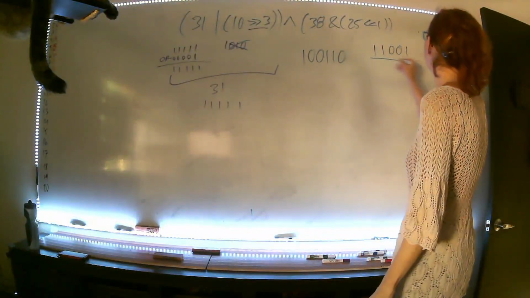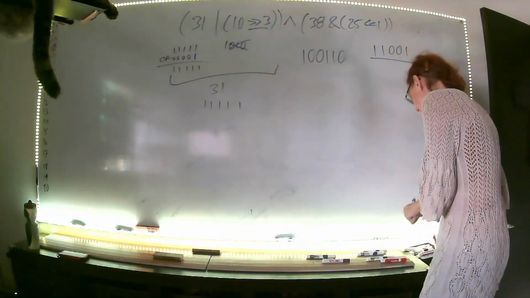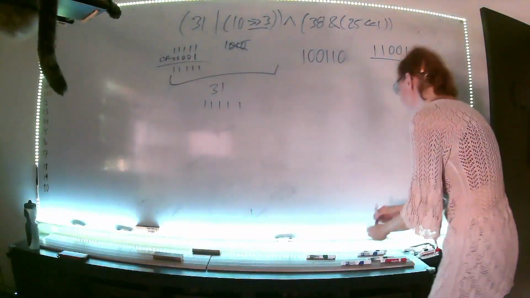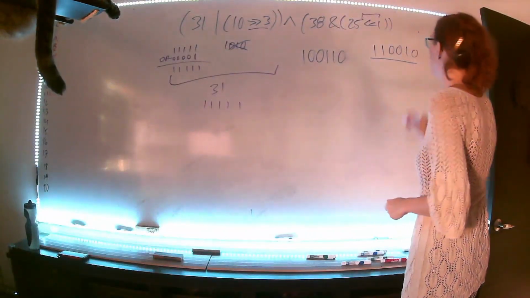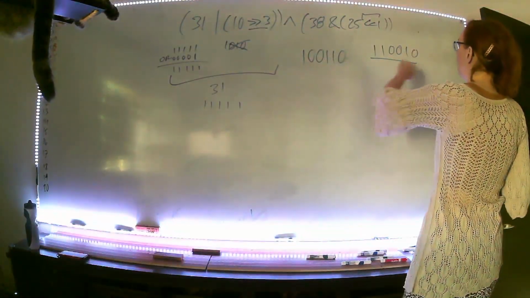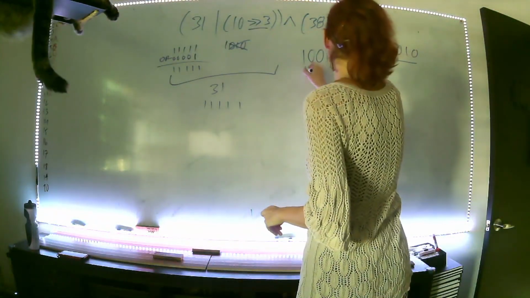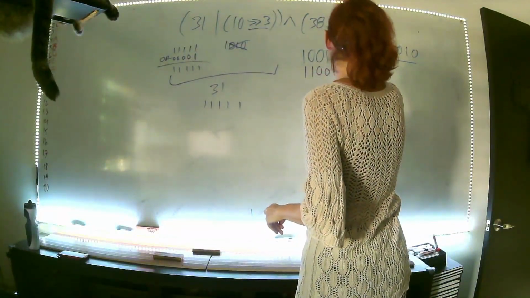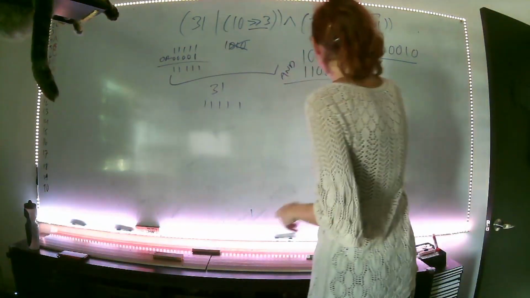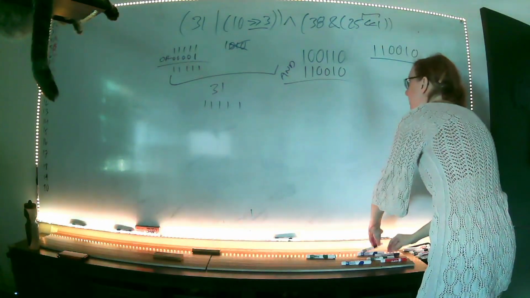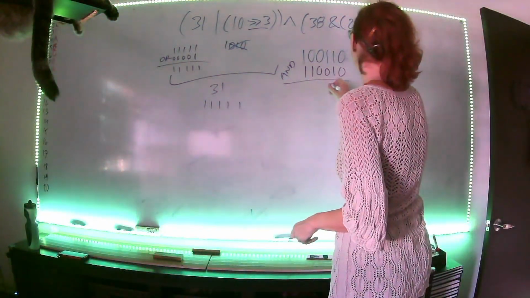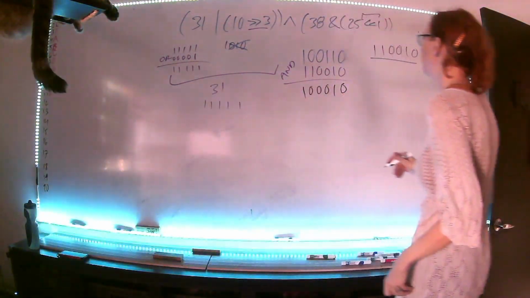So I need to take this thing and add a new bit at the end. That's what this does. This adds a new 0 at the end. So now I need to take this and this number to do the AND. So I have 1, 1, 0, 0, 1, 0. I'm doing an AND. AND requires that both bits are 1. So I get a 0, 1, 0, 0, 0, 1.